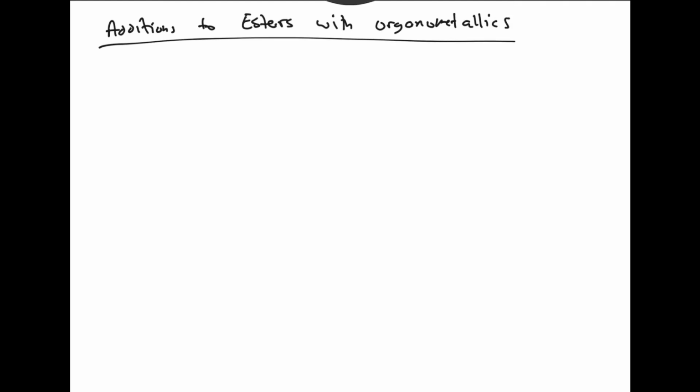So last step is additions to esters with organometallics. Again, same kind of deal here. There are two possible products. You can end up with a tertiary alcohol.